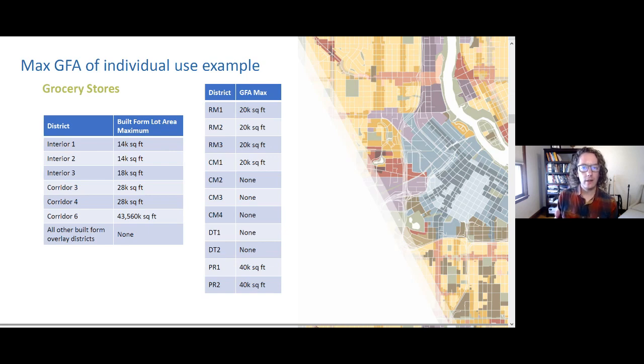However, if that RM3 property also has interior 1, 2, or 3 built form guidance or built form overlay zoning, it might be difficult for you to achieve that maximum GFA because the lot area maximum is making the footprint of your building a little smaller. So just something we want folks to be aware of and pay attention to, that sometimes these regulations have overlapping interests. Okay, next slide, please.